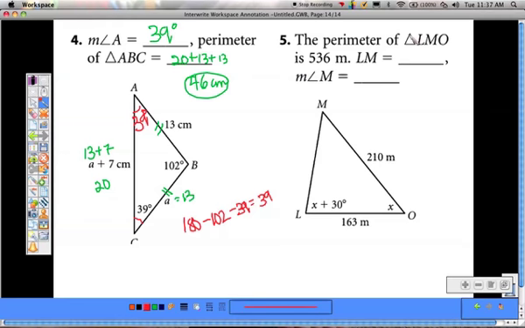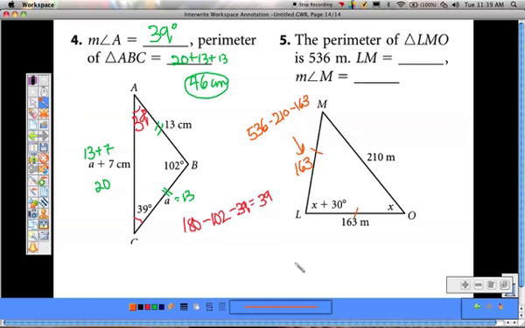Here the perimeter of LMO is 536. LM equals blank, and the measure of angle M equals blank. So let's figure out this side first. So we know the perimeter is 536. We're going to subtract 210 and 163. And we're going to find that this is also 163.